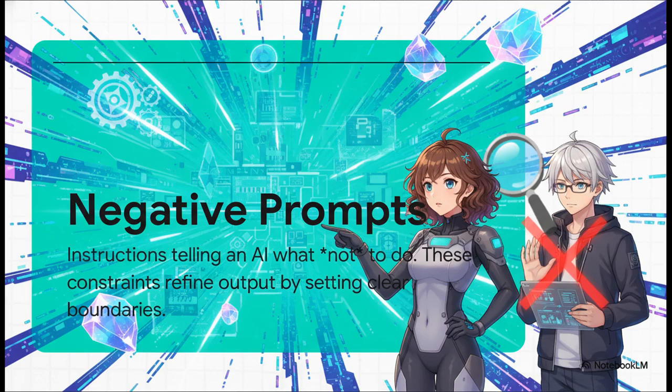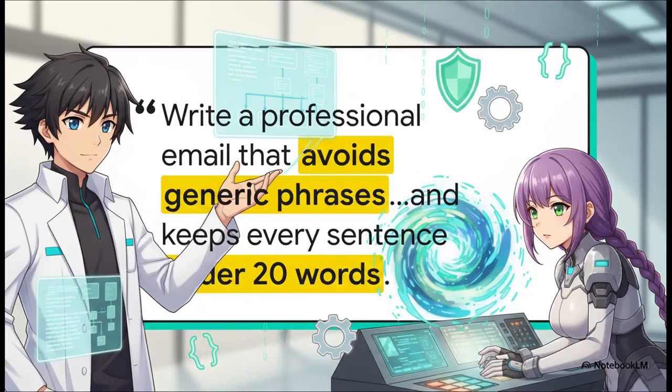Okay, but what about the opposite? What about telling the AI what you don't want? This is where something called negative prompts, or constraints, come in, and they are so powerful. You're not just describing what you want, you're actively fencing off what you don't want. So, for example, you could just say, write a professional email. Or you could add these constraints and get something way better. By telling it to avoid those cheesy opening lines and to keep it concise, you're sculpting the output. The result is just so much sharper.